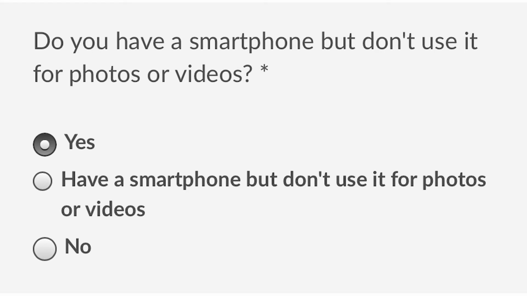So yes, I feel like a yes answer is yes, I have a smartphone, but I don't use it for photos or video. But then the next option on the list is that option, and then there's a no. So if I answer no, does that mean that I don't have a smartphone at all? Or if I answer no, does that mean that I have a smartphone but I do use it for photos and videos? So this question is super not clear on what exactly they're even asking. And so having someone just read over your screener real quick and just make sure that everything makes sense is a great idea.